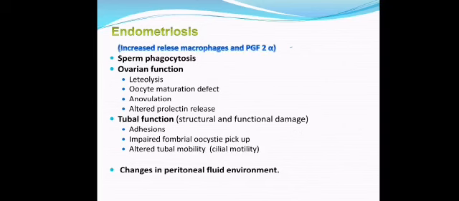Endometriosis is the presence of endometriotic tissue at places other than the endometrial cavity. It causes increased release of macrophages and prostaglandin F2 alpha, which causes infertility by the mechanism of sperm phagocytosis, ovarian dysfunction, tubal damage, structural and functional, and changes in the peritoneal fluid environment, which is not an effective place for the fertilized ovum, and finally there wouldn't be any conception.